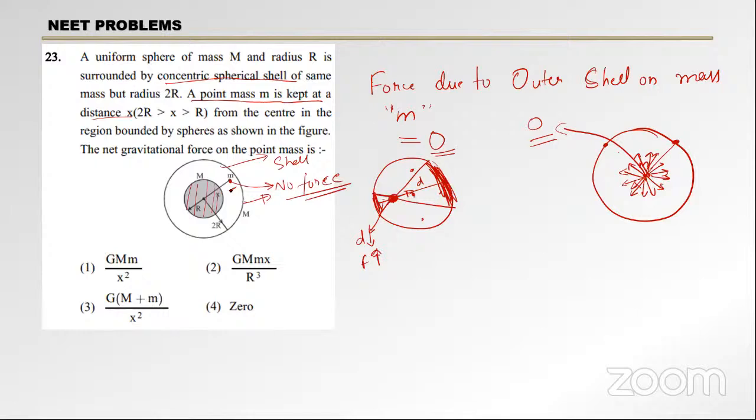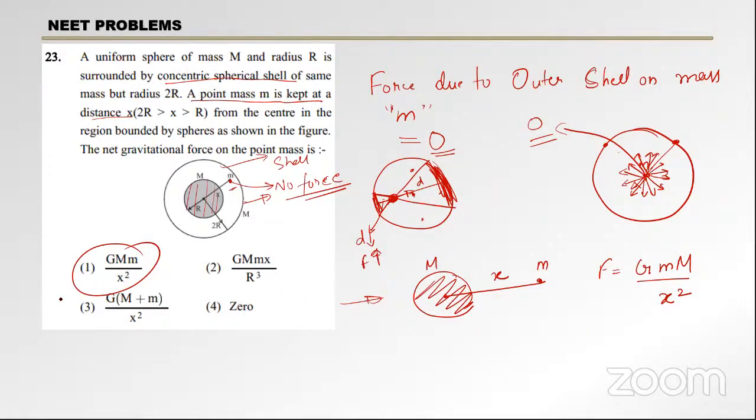So force will be only due to the inner shell. Now it became the case. What case? There is a sphere having some mass, capital M, and there is a mass, small m, which is at a distance of x. ये question बन गया, right? So force will be simple, g m1 m2 by r square, g m1 m2 by x square, which is option first. Have you got this concept? ये समझ में आया? Okay, so there was a little concept that I want to remind you. The gravitational force inside a body which is inside the spherical shell is zero.